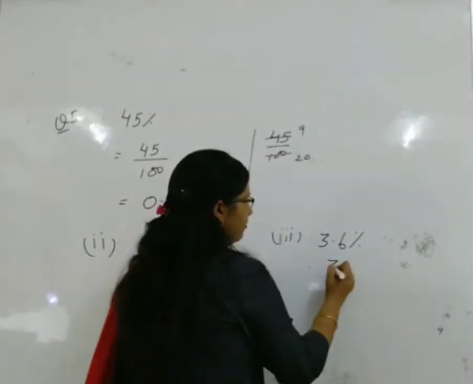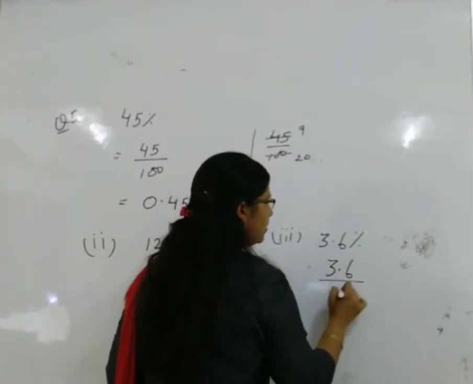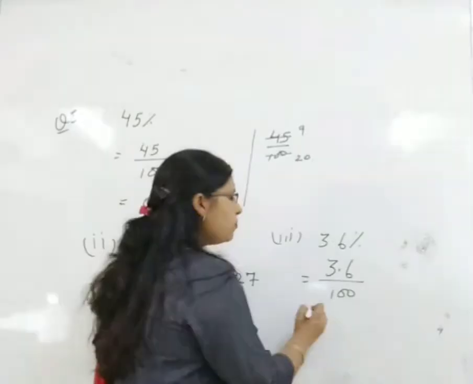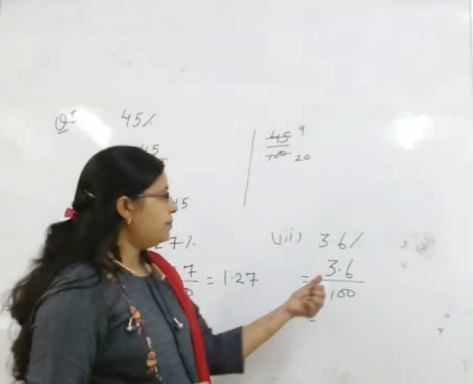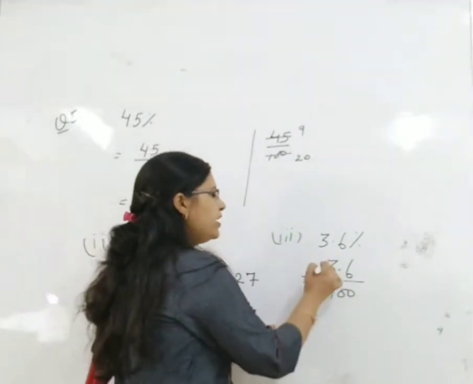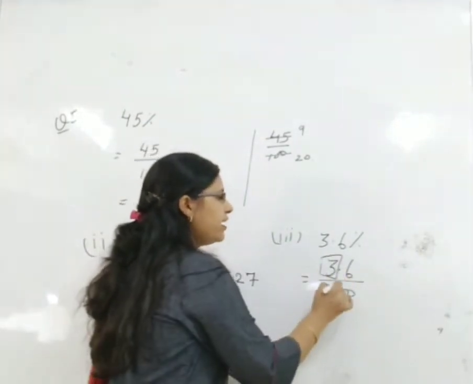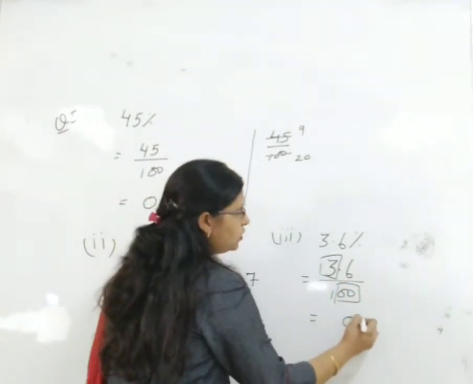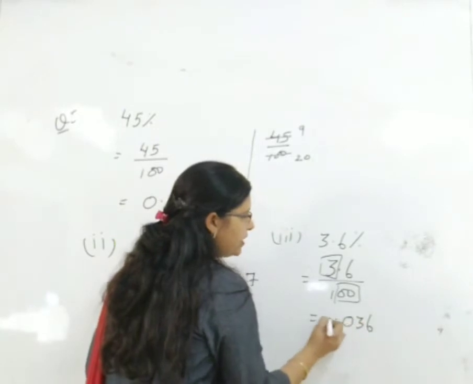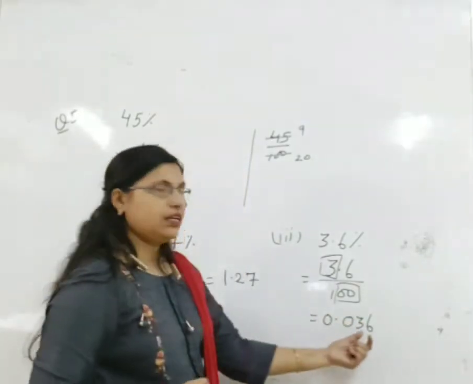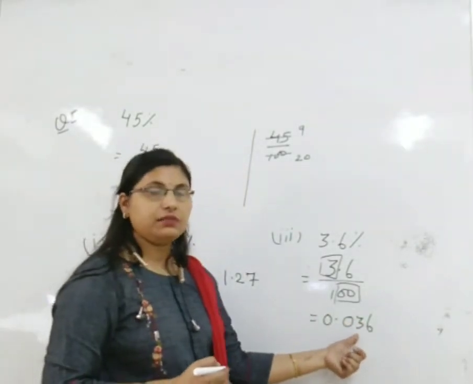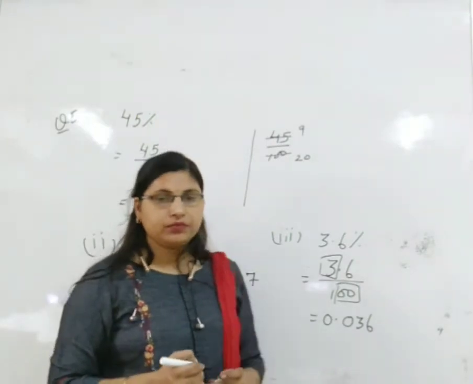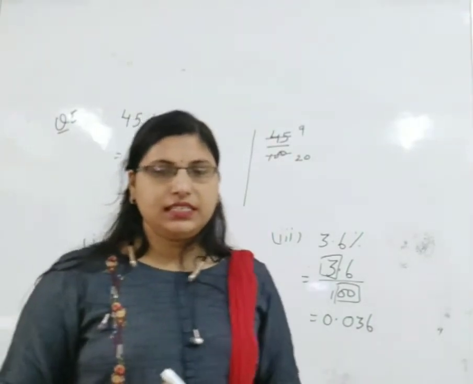3.6%. So we will again write 3.6 upon 100. Now 2 places we have to shift the decimal, but before the decimal there is only 1 digit, and we require 2 digits, so we have to put 1 zero. 0.036. This is the answer in decimal. Clear? Now question number 6.